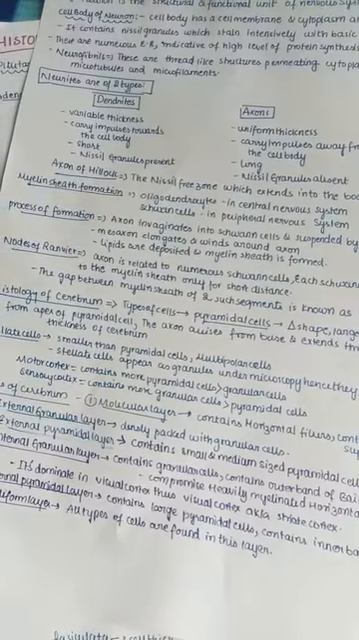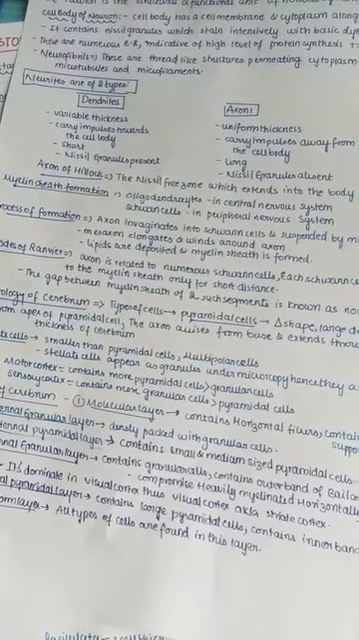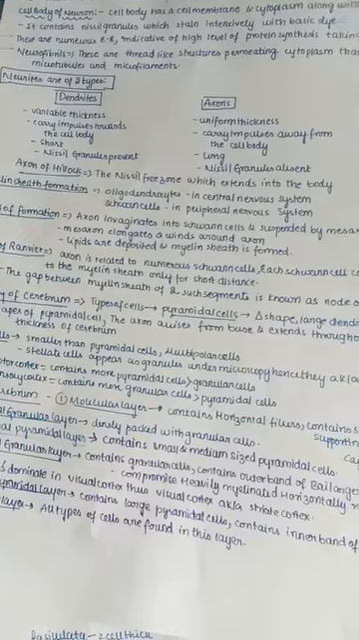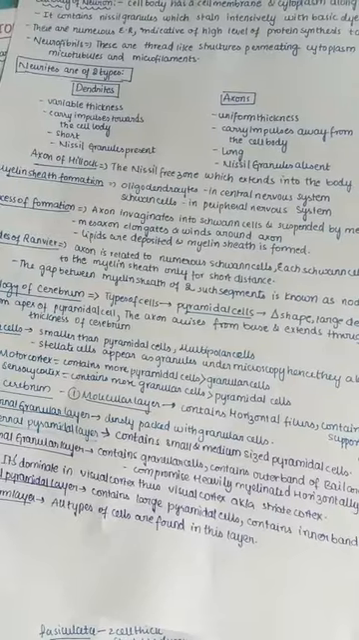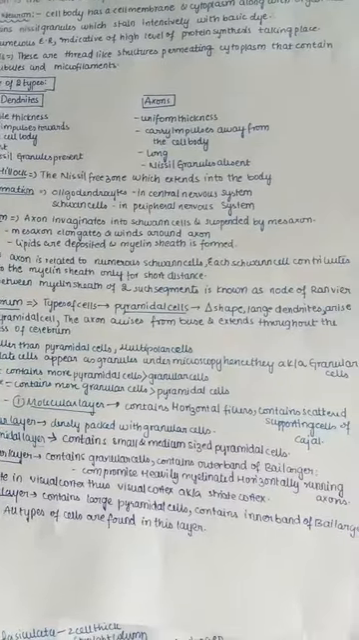Now let us see the nodes of Ranvier. The axon is related to numerous Schwann cells, and each Schwann cell contributes to the myelin sheath only for a short distance, and the gap between the myelin sheaths of two such segments is known as the node of Ranvier.